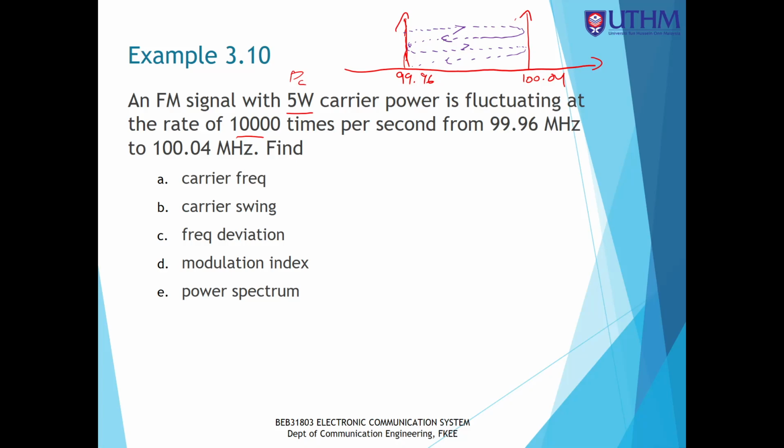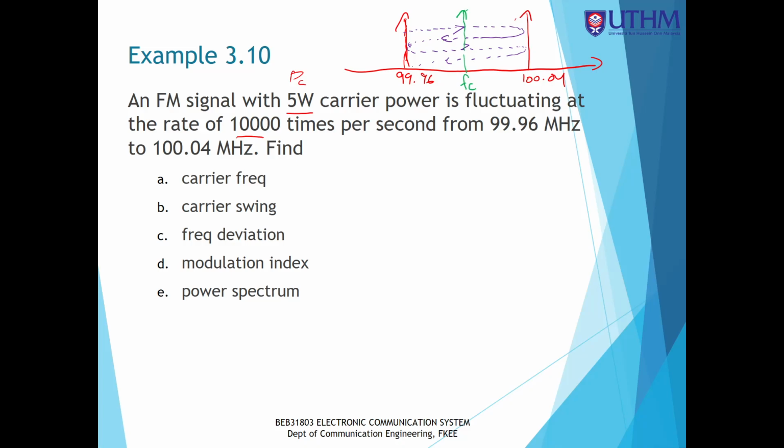Very fast. So from this picture, we can say that the center frequency would be Fc, which is the rest frequency. 99.96 is Fc minus delta F, and 100.04 is Fc plus delta F, and the center would be the rest frequency for the carrier.